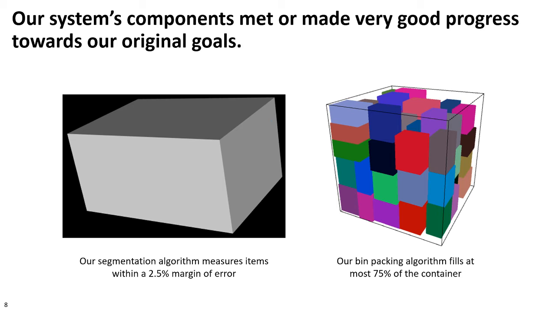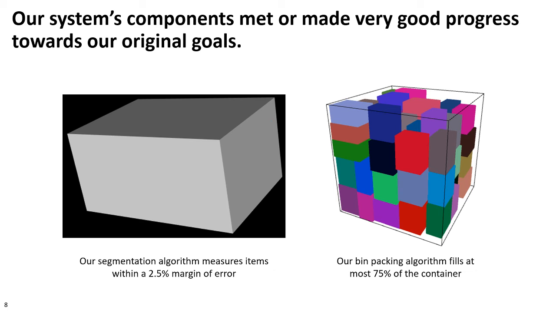Ultimately, the components of our system were successful in performing their tasks, even if some of them fell a little short of our initial goals. Our segmentation algorithm met its goal of measuring items within a 2.5% margin of error, often getting within half a centimeter of the actual dimensions. Our bin packing algorithm is able to fill 75% of a given container in the best case. While this falls short of our original goal of 85%, we are able to continuously improve our algorithm and are happy with the results we were able to obtain.